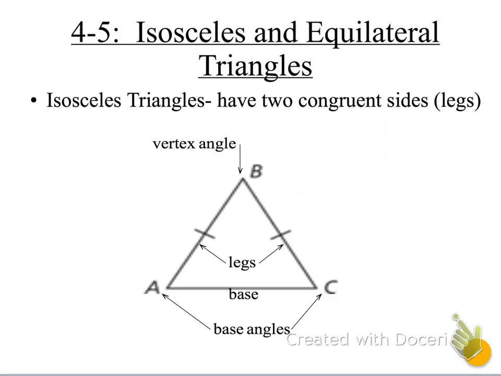Isosceles and equilateral triangle. So here's an isosceles triangle with our two legs right here being congruent, our base, and also our base angles. So B is always going to be the vertex angle, and it's always going to be the angle that is connected with the two congruent sides.